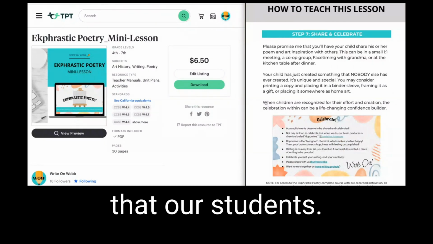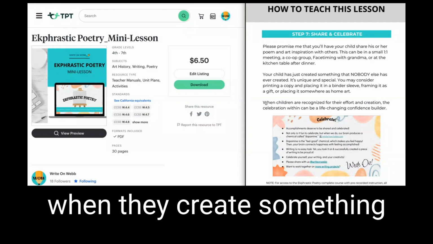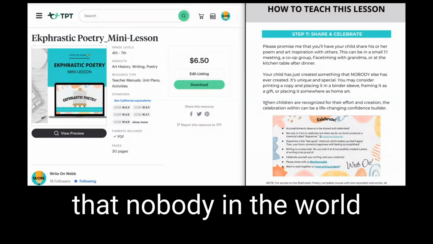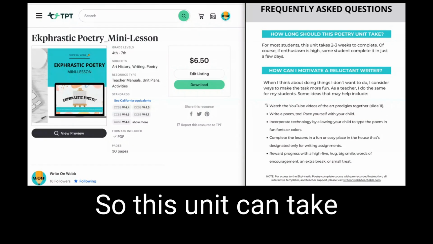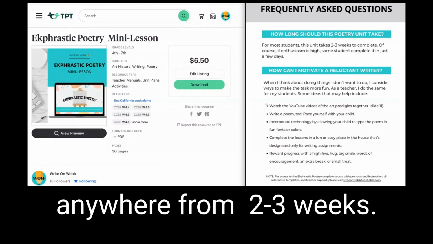It's so important that our students see how excited we get when they create something that nobody in the world ever created before exactly like they did it. So this unit can take anywhere from 2 to 3 weeks.